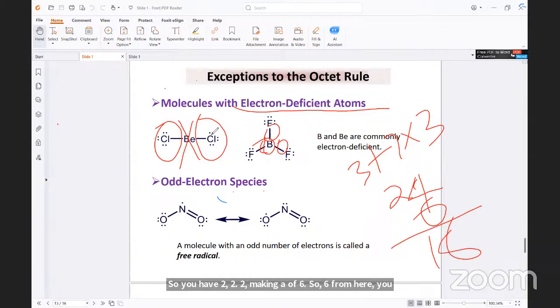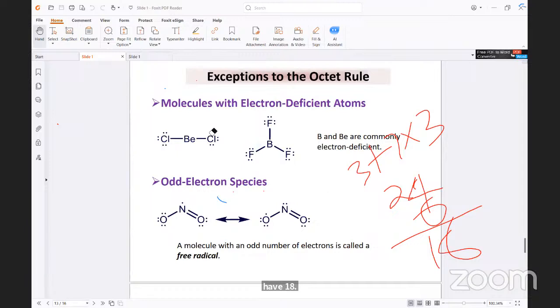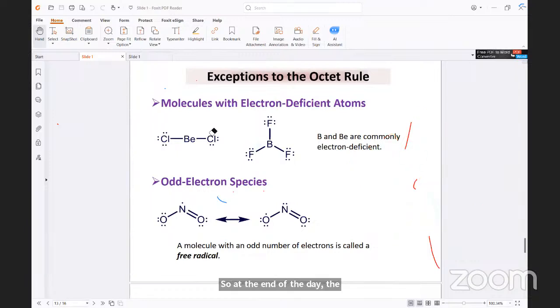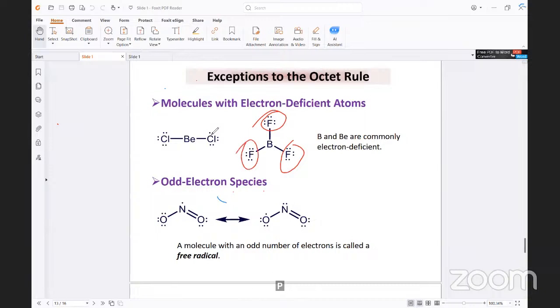So at the end of the day, the 18 is distributed around the fluorine, 6, 6, 6. So you have 6 pairs of electrons there: 3 pairs of electrons, 6 electrons there, 6 electrons there, making a total of 18. So all the electrons have been used up.